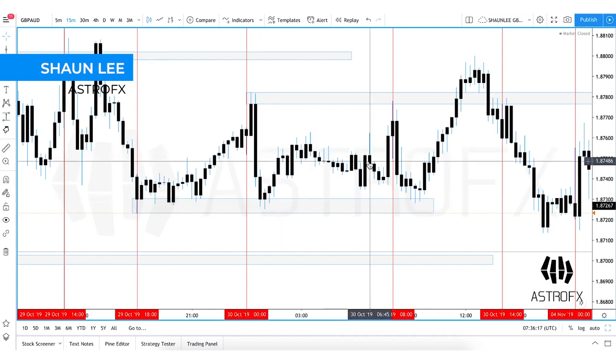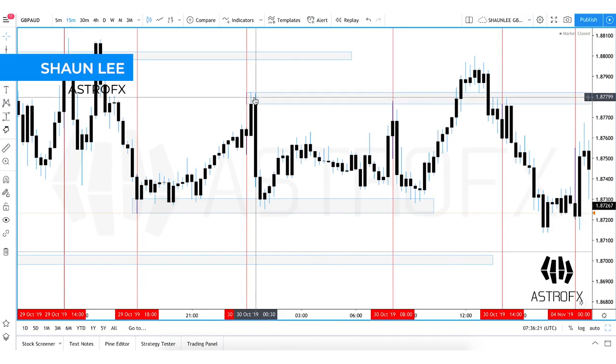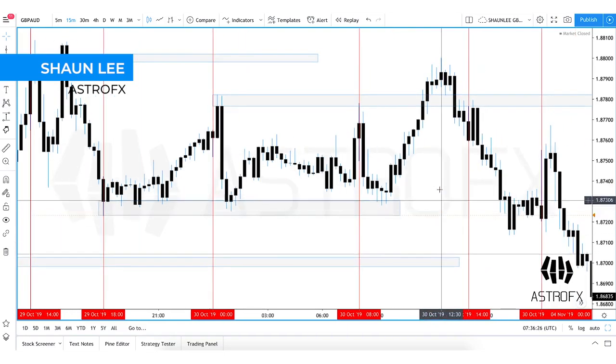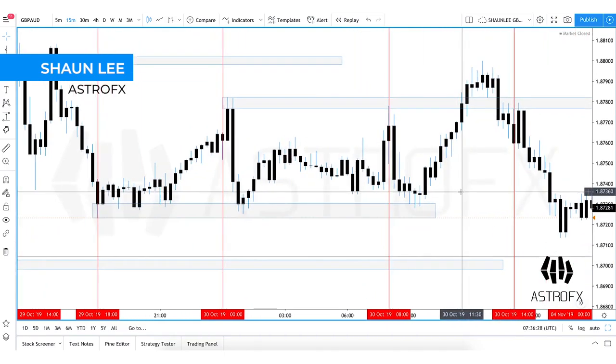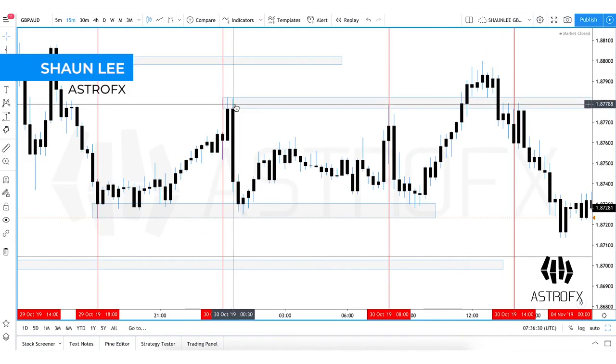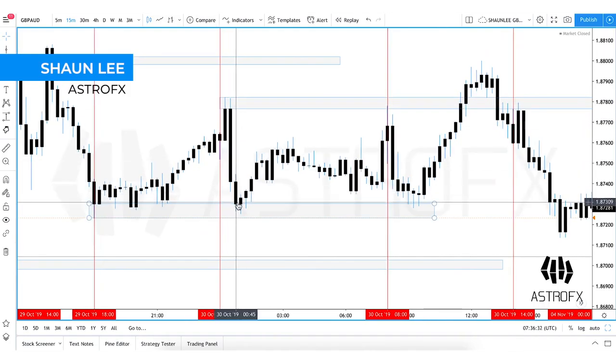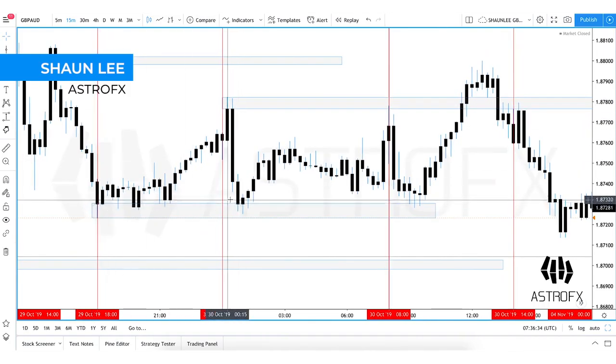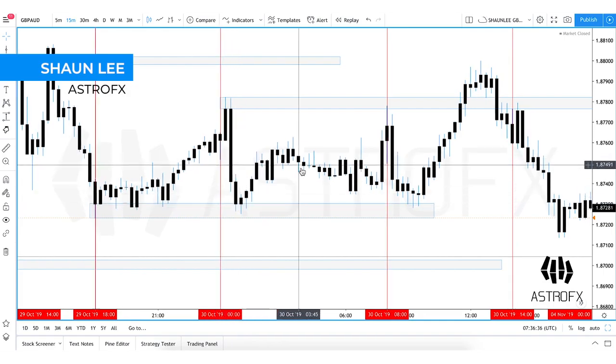Consolidates through London. London spikes up into Asia's high. Respects Asia's high. So London, sorry, it's not London. There's too many numbers going on right now. It's early. Sorry, Asia makes the high. Asia forcefully dumps the price into US low from the previous day. Okay, we consolidate in Asia.